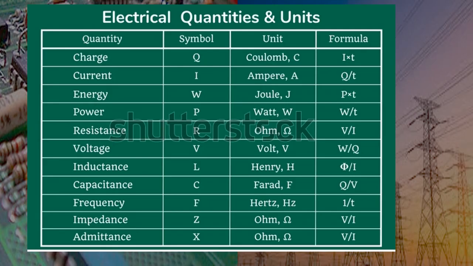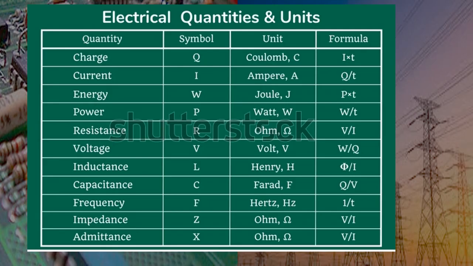Frequency F is measured in hertz. Frequency is the inverse of time. When you put 1 on T, or when you get the inverse of time, then it's frequency. Impedance Z is measured in ohms. It's also equal to V on I. So impedance is the total resistance of a circuit, including the imaginary component included in the circuit. So that's impedance.